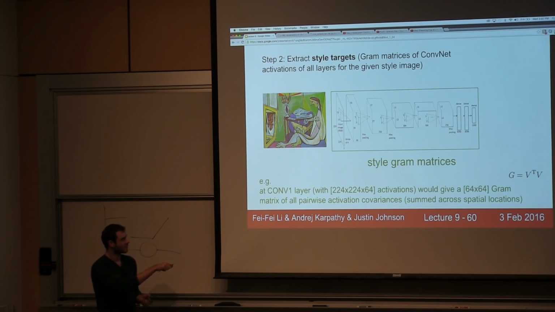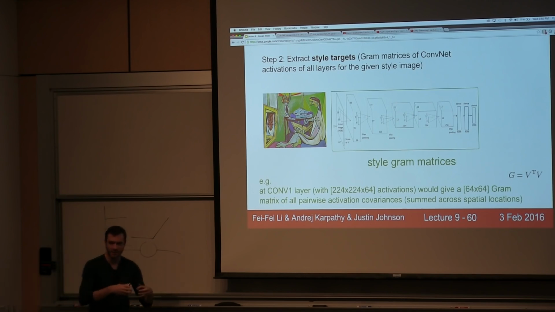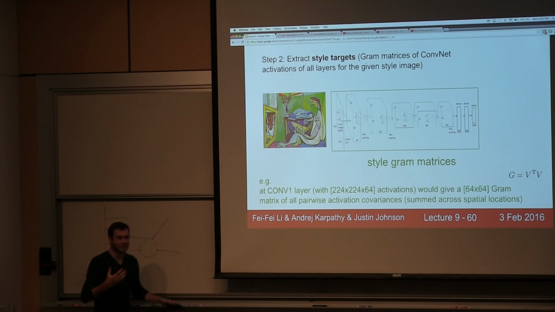again through the ConvNet. But instead of keeping track of the raw activations, what the authors of this paper found was that a very nice statistic of the style is not in the raw activations, but in their pairwise statistics. So what we're going to do is form all these outer products, basically covariance matrices that are spatially invariant in the ConvNet.